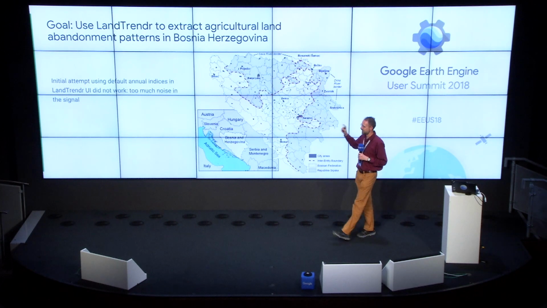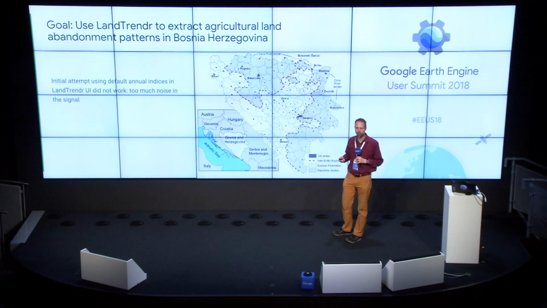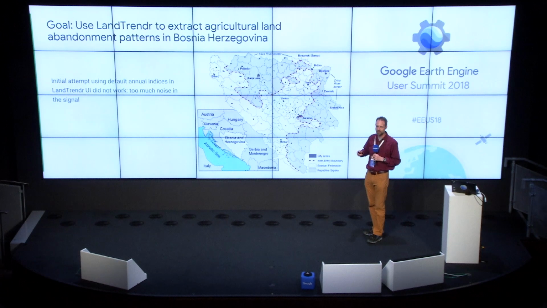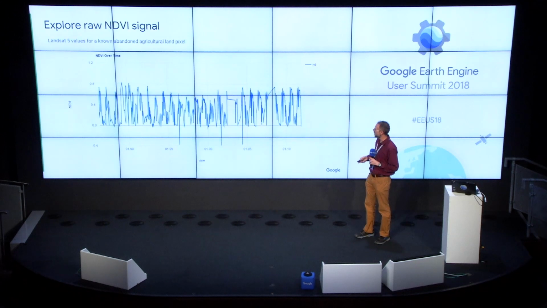We went ahead and used the defaults in Land Trender and were completely disappointed. Of course, not surprisingly, when you use a bunch of forestry settings for agricultural land, it doesn't work very well. So we decided, let's explore the NDVI signal and see what we can figure out.